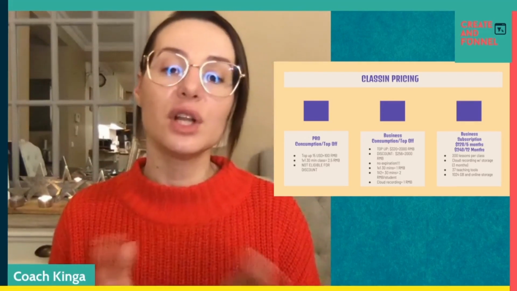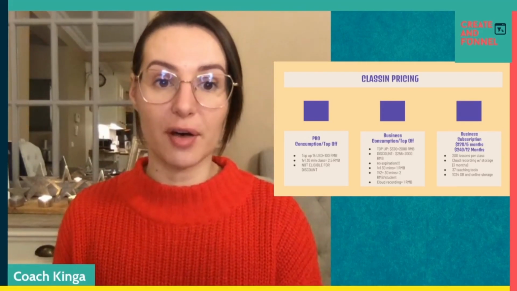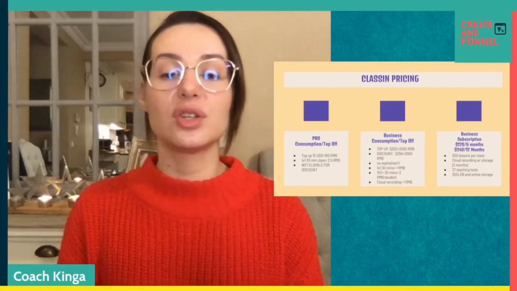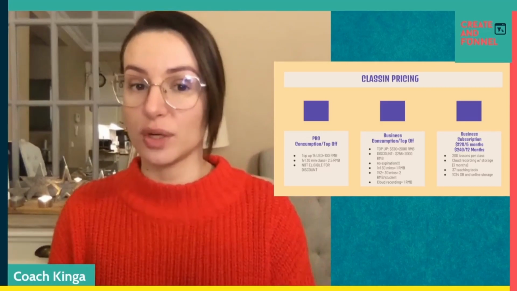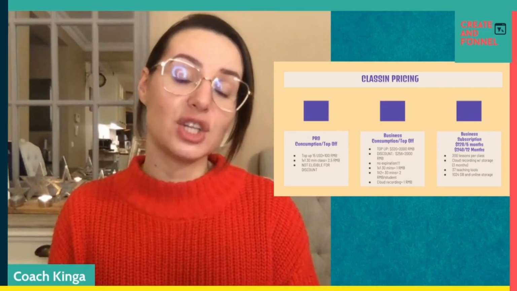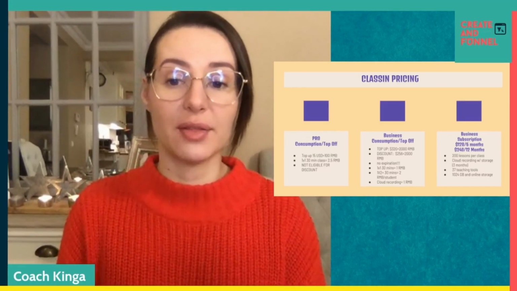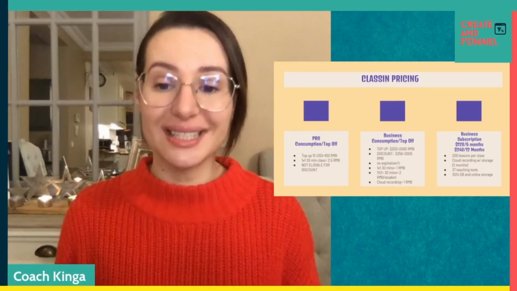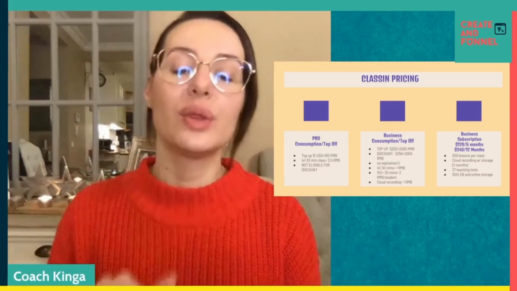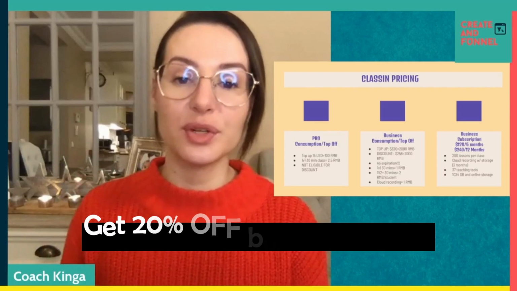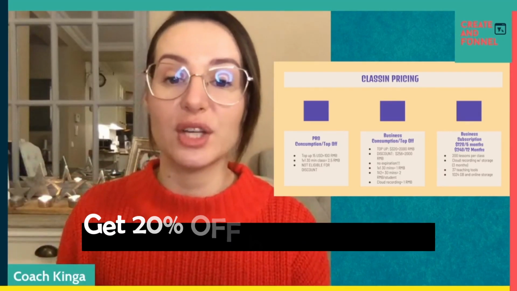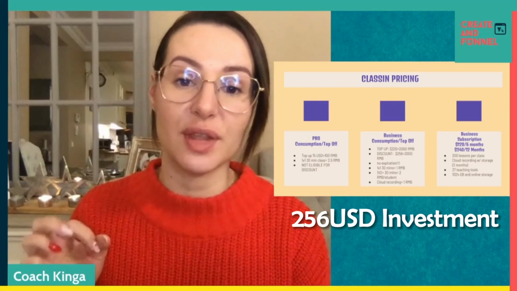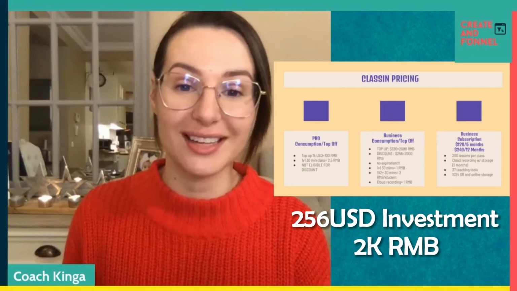So let's have a look first at the consumption top-off method of business. With the top-up method, you're making an initial investment of 320 USD, topping you off at 2,000 RMB per month. Now, with our discount referral code, you can get 20% off the consumption top-off method, which will put you at 256 USD for that 2,000 RMB credit.